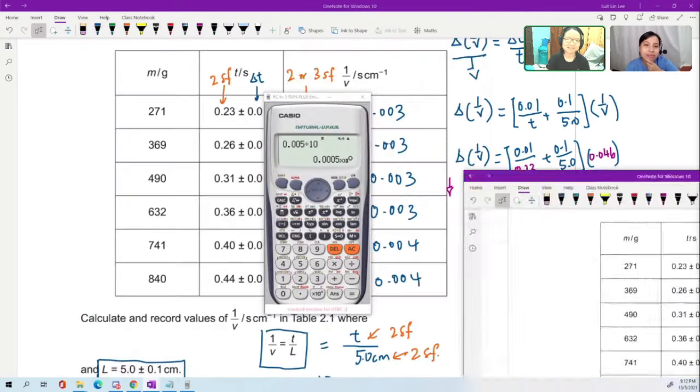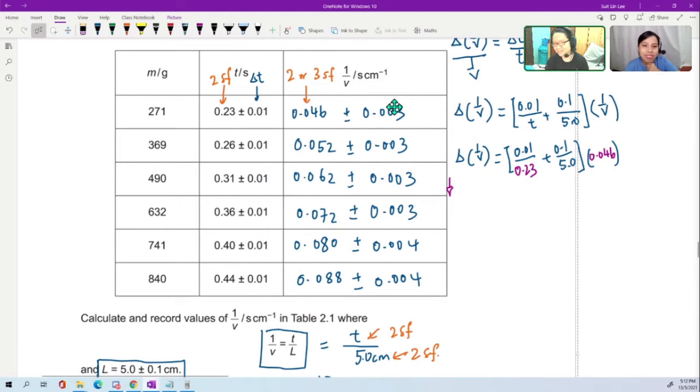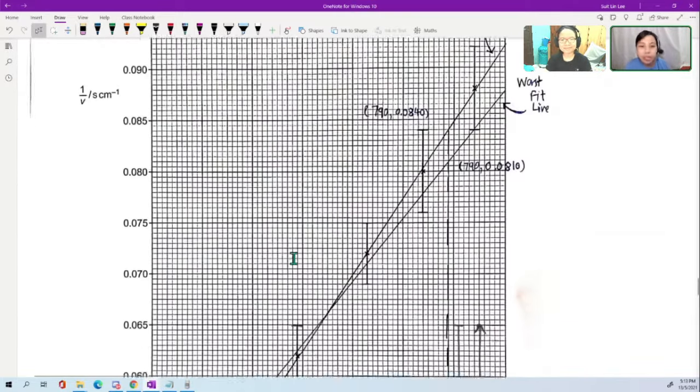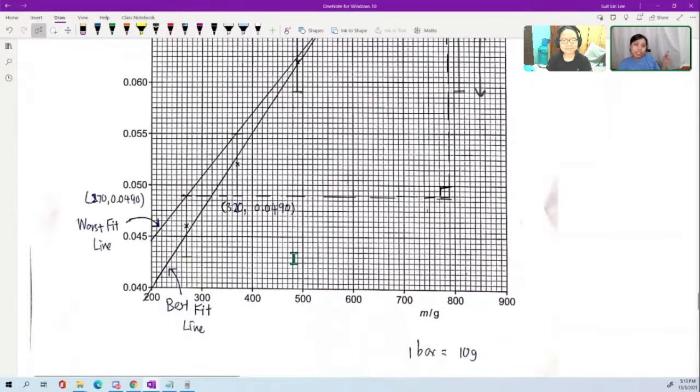But if you round it to 1, then it will be 666688. It's fine. Don't worry about it. Whichever. So let's go see the graph now. You got all the table, you got the value. You should plot, Miss Lee mentioned just now, plot to corners only.